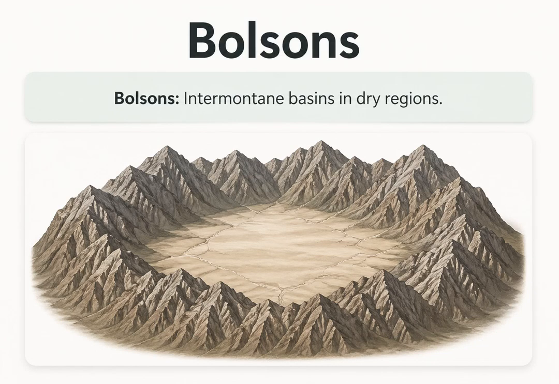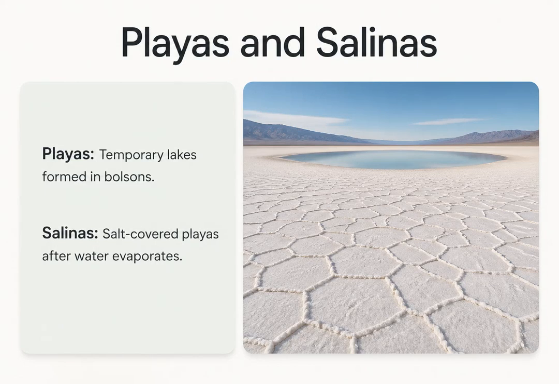In dry, mountainous regions, you often find flat valleys or basins completely surrounded by mountains. These enclosed intermontane basins are known as bolsons. They act as a central collection point for any water and sediment washing down from the surrounding high ground.